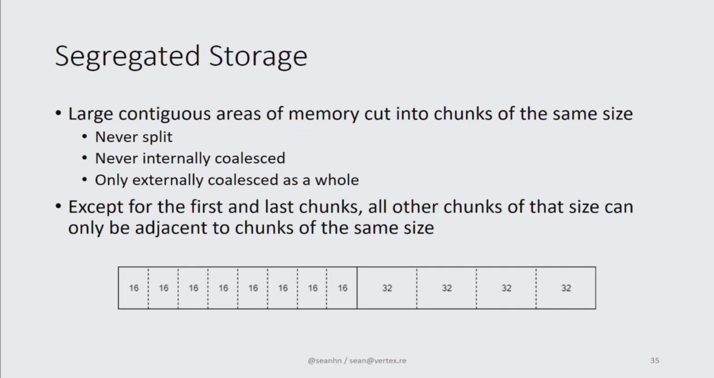So if you see here in this example, we have a whole bunch of chunks of size 16 in segregated storage, and then a whole bunch of chunks of size 32 in segregated storage. And if we need to get a chunk of size 16 adjacent to a chunk of size 32, it can only be the first and last chunks here. So we need to figure out how to do layout manipulation at the scope of the runs of pages rather than just the individual chunks themselves.